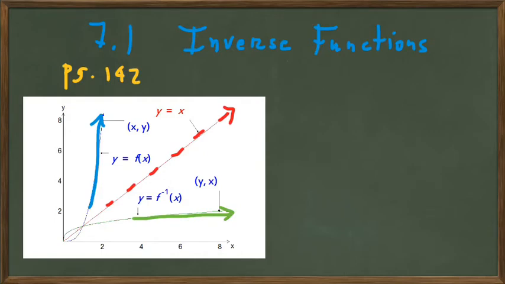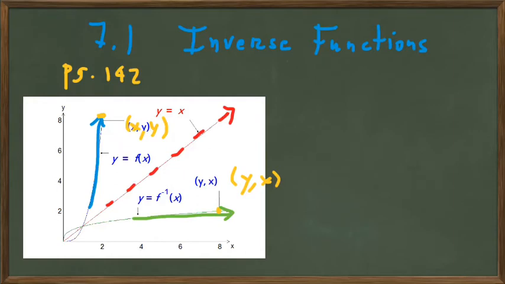xy is a point on the graph of f of x, so let's say this is the point xy, then the corresponding point yx would be on the graph of f inverse of x. So a second way to think of functions and their inverses is that you take all the ordered pairs xy, flip them around to yx, and you've got the graph.